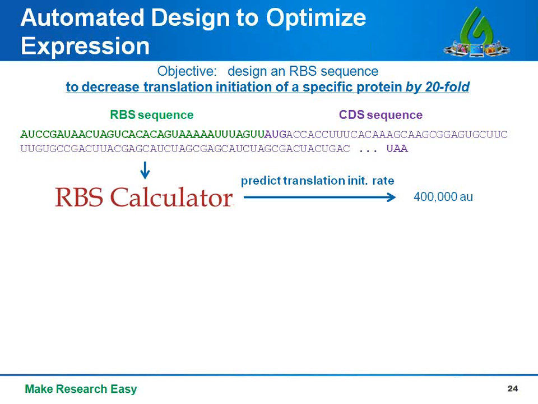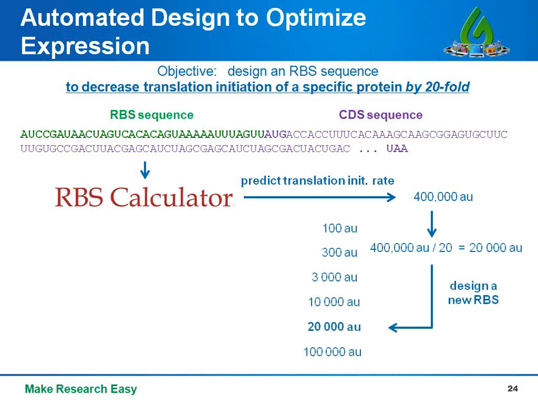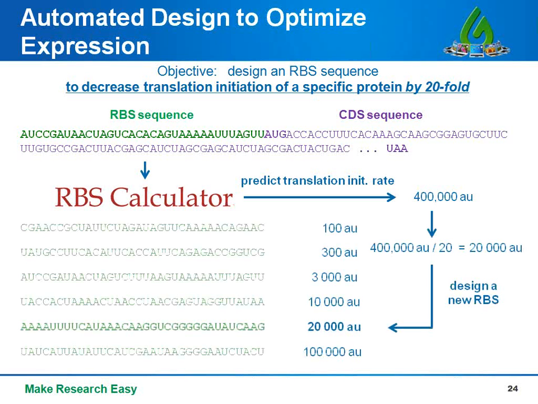If you want to reduce your translation initiation rate 20-fold, and you put in your initial sequence, let's say that the calculator predicts that with your original sequence, your translation initiation rate would be, in arbitrary units, 400,000. So if you want to decrease that rate 20-fold, then you want to design a new RBS that would have a predicted translation initiation rate of 400,000 divided by 20, which is 20,000 arbitrary units. So the RBS calculator can give you a sequence that meets those criteria.